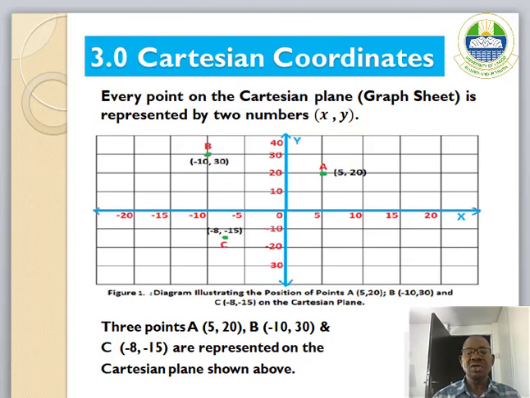A point on the Cartesian plane can be represented by two values. For instance, point A is represented by 5 on the x-axis and 10 on the y-axis. Point B is represented by -10 on the x-axis and 30 on the y-axis, and so on.